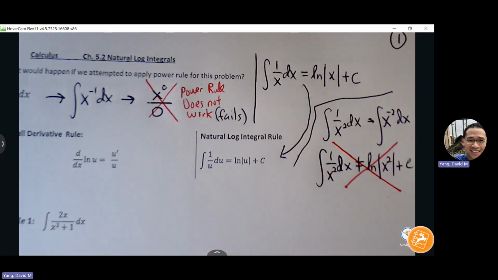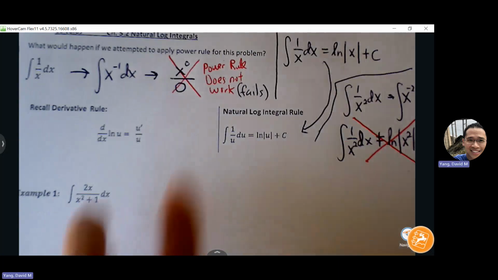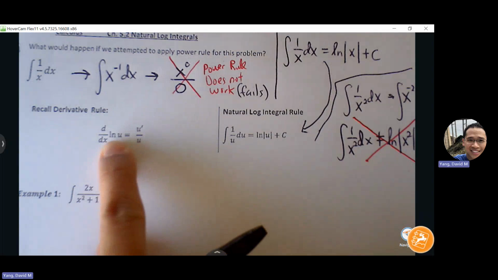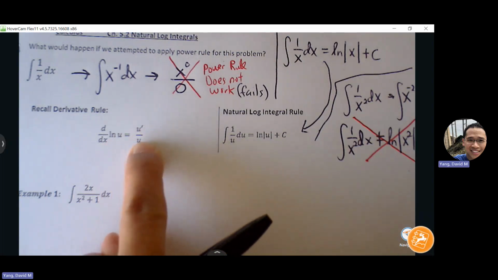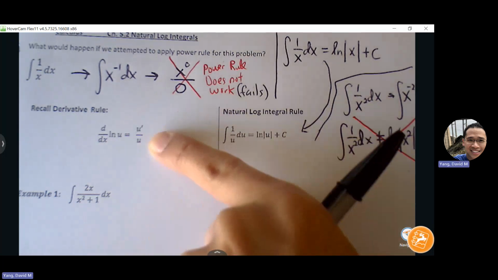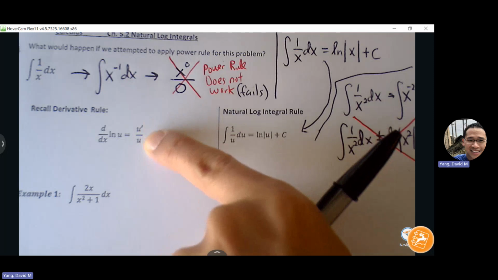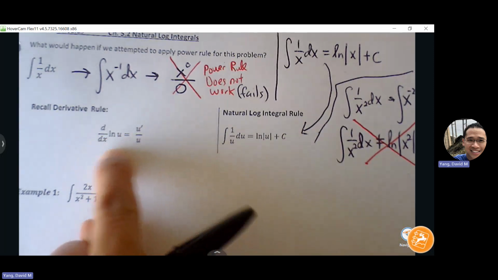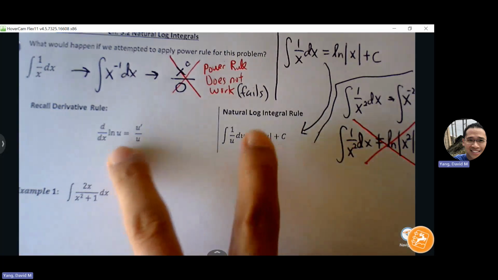Okay, so just to remind us of some of the rules from first semester, the derivative of natural log of u is u prime over u. And that u prime is really the derivative there. So this is really 1 over u times u prime. And so it makes sense, right? The integral of 1 over u will bring us back to natural log. So there's that connection between derivatives and integrals.